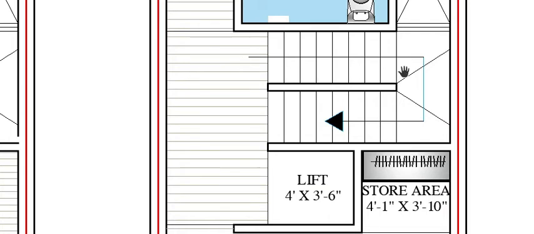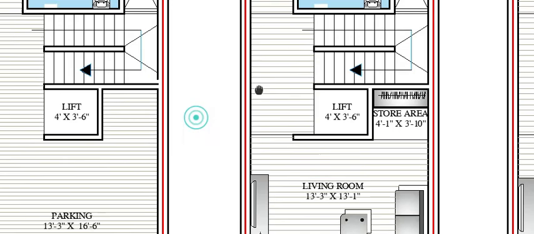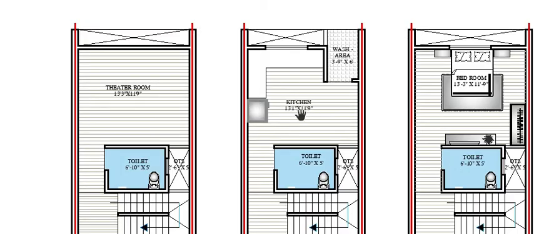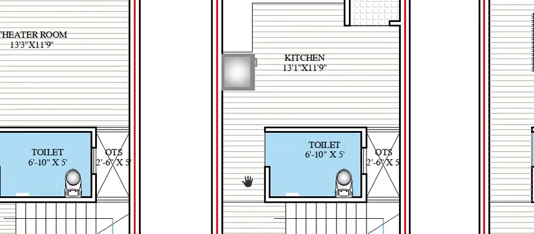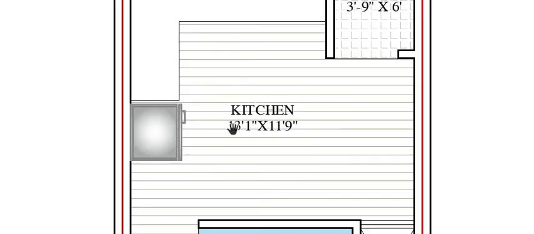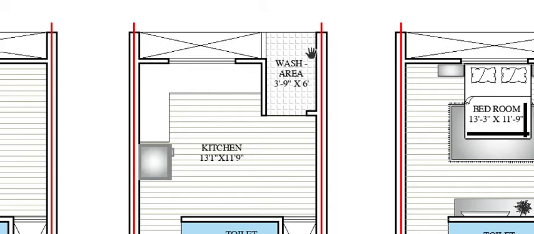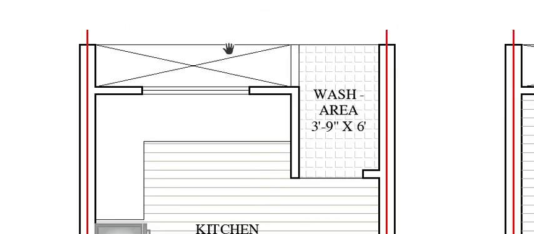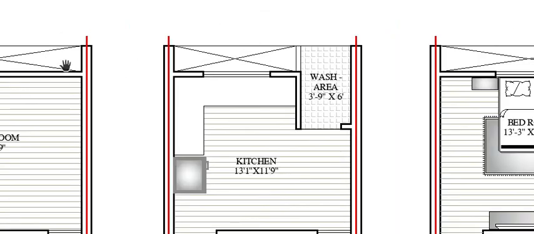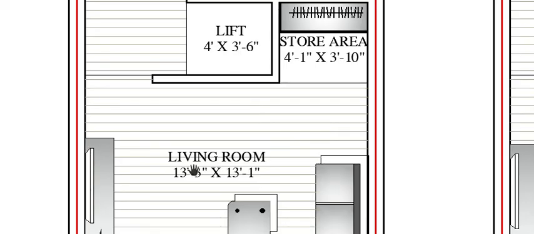You are coming from the ground to the first floor. You get dropped here. This is the through-and-through lift portion. This is the kitchen, and this is the common toilet. Here is the entry. This common toilet is the same as in the ground floor plan. This is the kitchen, which is 13 feet 1 inch by 11 feet 9 inch, and this is the overall wash area, which is 3 feet 9 inch by 6 feet. It means here to here is 3 feet 9 inch, and here to here is 6 feet. And this is the OTS that I already mentioned on the ground floor, which goes through to the terrace floor.